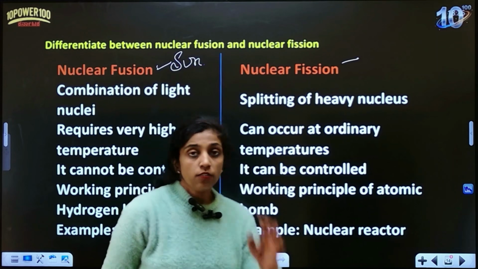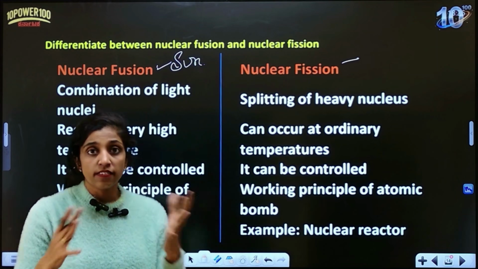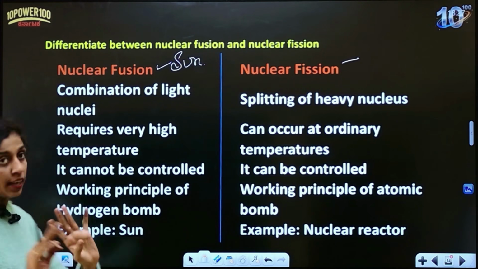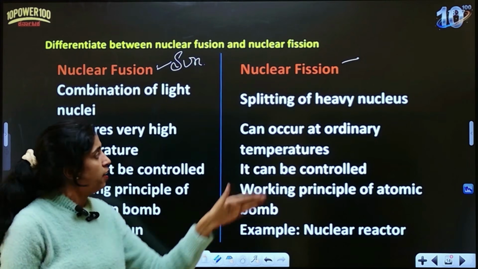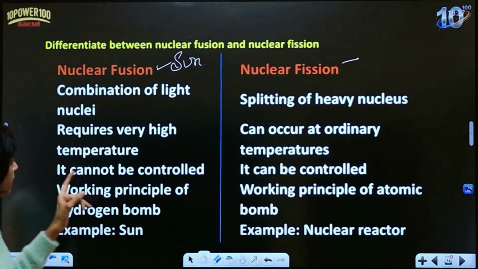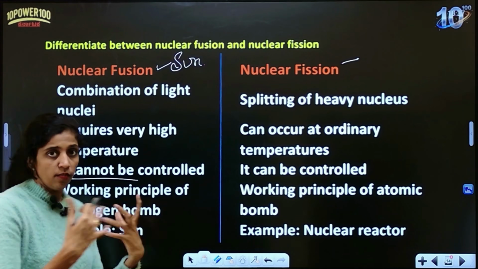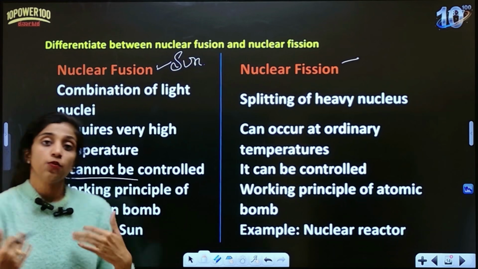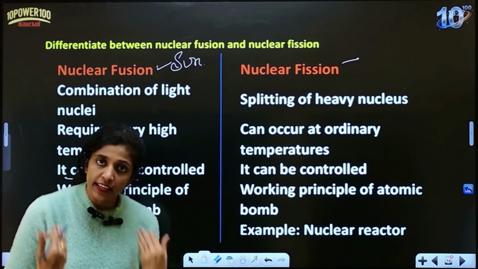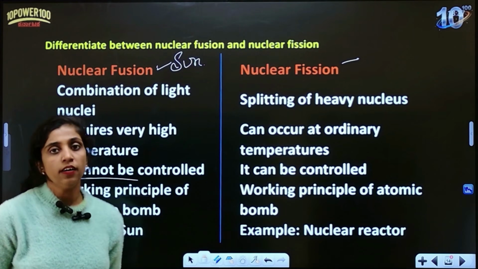Now considering the sun, of course, its temperature is so much, right? So we can say it requires very high temperature. In that way, you can connect it. Whereas here, it can occur at ordinary temperature also. And can you control the sun, whatever process happens? No, right? So we can say it cannot be controlled. But in nuclear fission, yes, it can be controlled. It can be a controlled reaction.